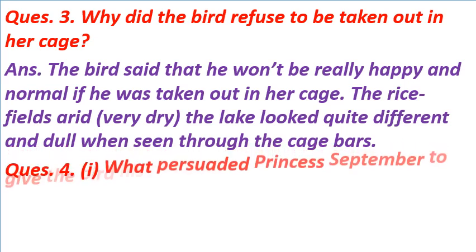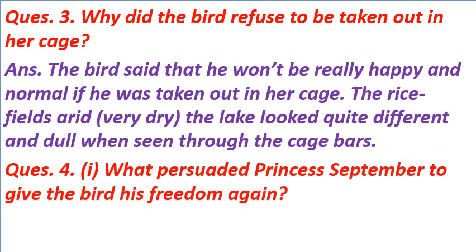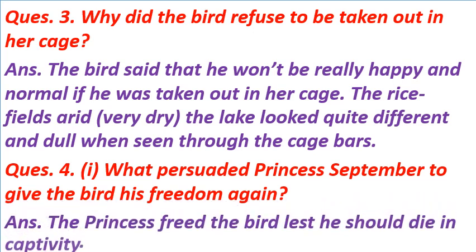Question number 4, part 1: What persuaded Princess September to give the bird his freedom again? The answer is: the princess freed the bird lest he should die in captivity. Captivity means the state of being kept in a place that you cannot escape from. It is like a cage.